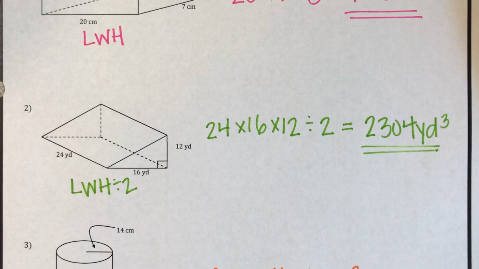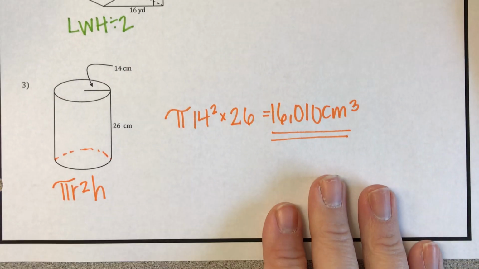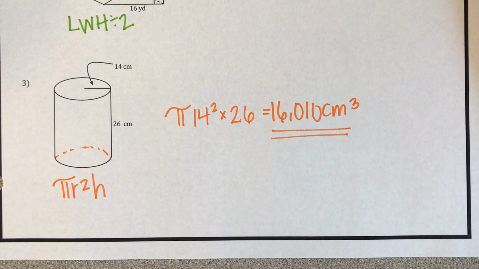So just as a quick rundown, rectangular prism, length times width times height. Triangular prism, length times width times height divided by 2. And cylinder, pi r squared times the height. And always, always units cubed.